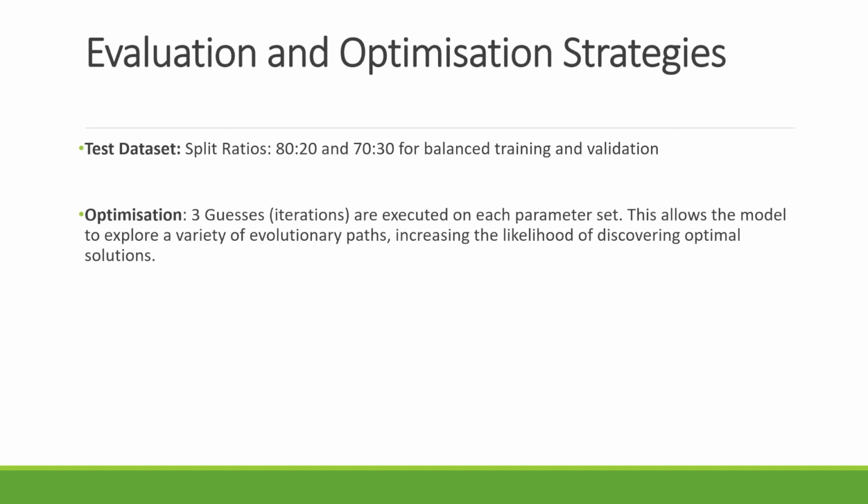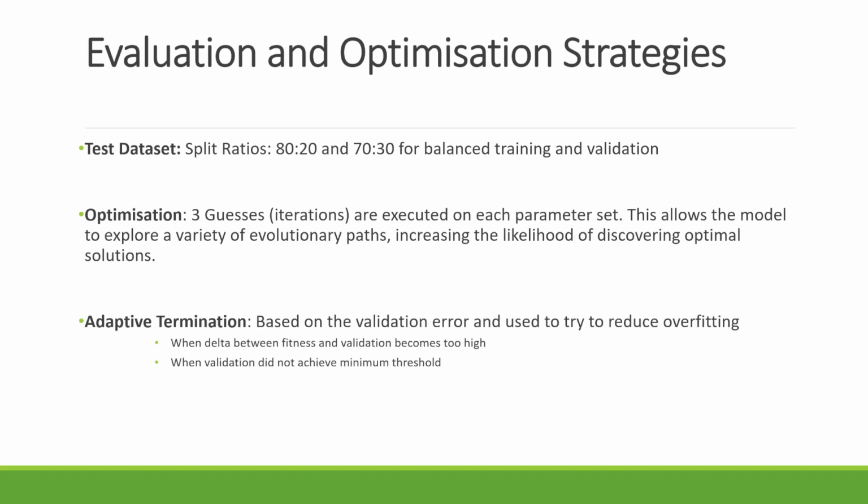Due to the stochastic nature of these algorithms, it's worth running them multiple times to get a better idea of what's going on. So I also added adaptive termination, based on the validation error and used to try to reduce overfitting. Basically, when the delta between the fitness and the validation becomes too high, the model exits the run. Also, when the validation does not achieve the minimum threshold, we exit that set of runs as well.